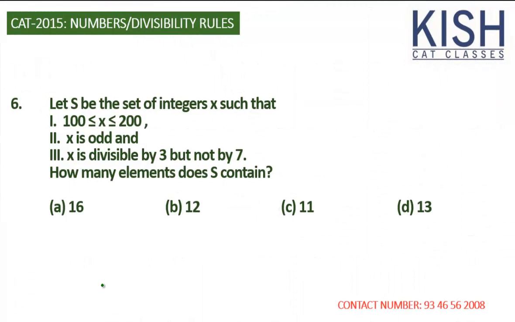So this is the sixth question, and we have only one more question left. Let S be the set of integers x such that x is odd, as given here, and it's divisible by 3 but not by 7. Very good question. This is a combination of the previous two questions with one more condition: it must be divisible by 3 but not by 7.